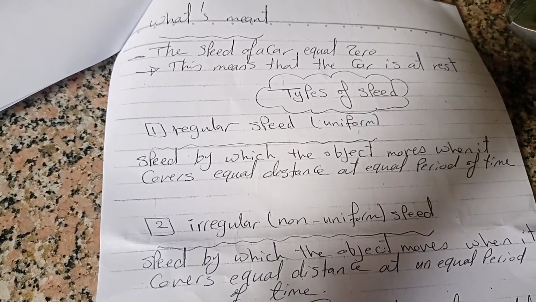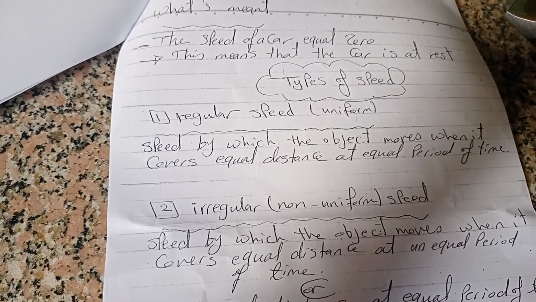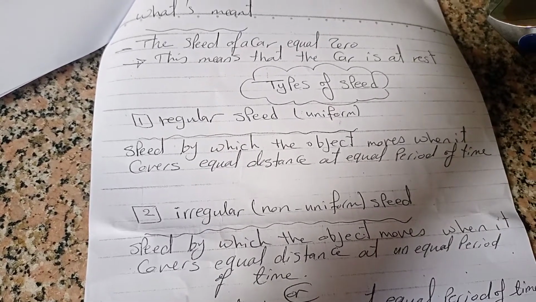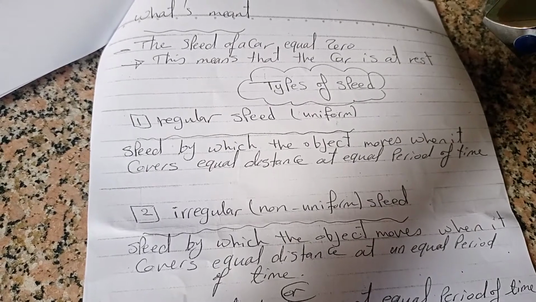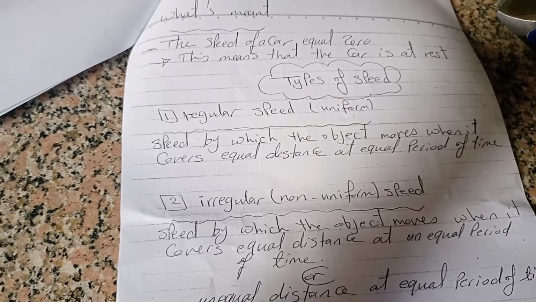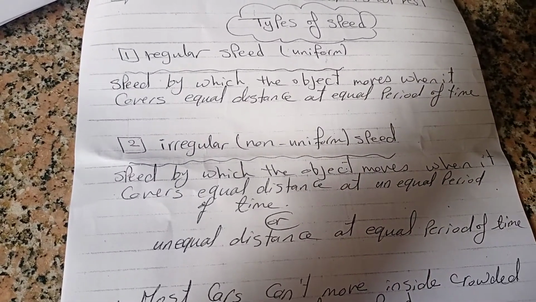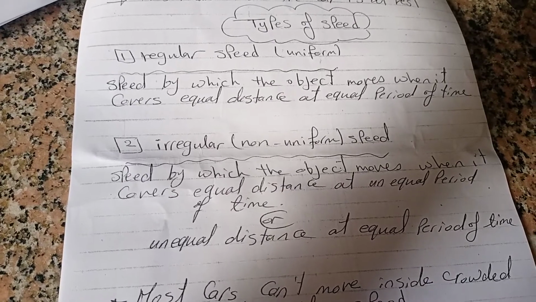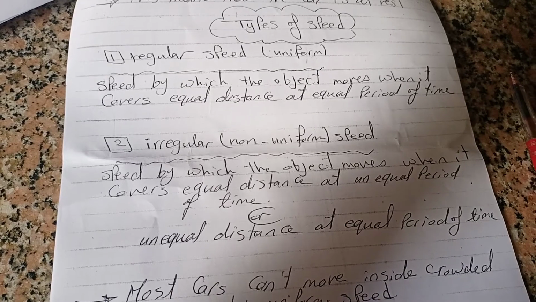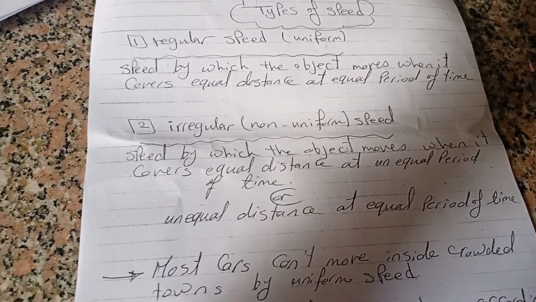We have some types of speed. Number 1, regular speed or uniform speed. It is the speed by which the object moves when it covers equal distances in equal periods of time. So uniform or regular means equal distance in equal periods of time. Irregular speed or non-uniform speed is the speed by which the object moves when it covers equal distances in unequal periods of time, or unequal distances in equal periods of time. So one of them is equal and the other unequal.